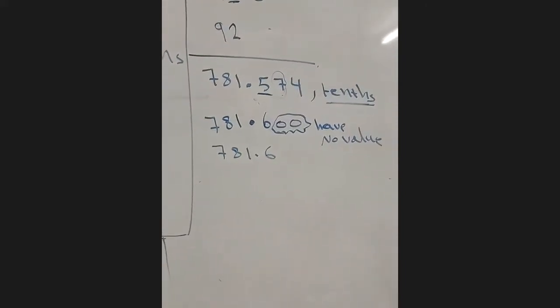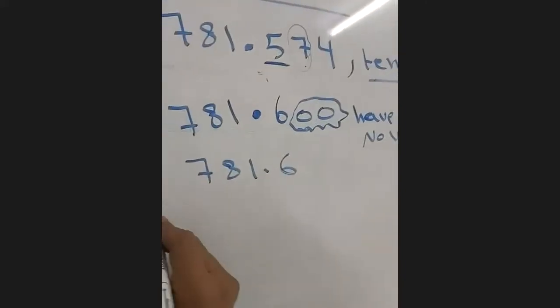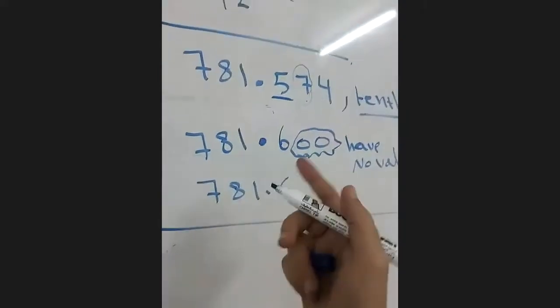781 decimal 6 only. Assume that in the same decimal, I want to round the 7.